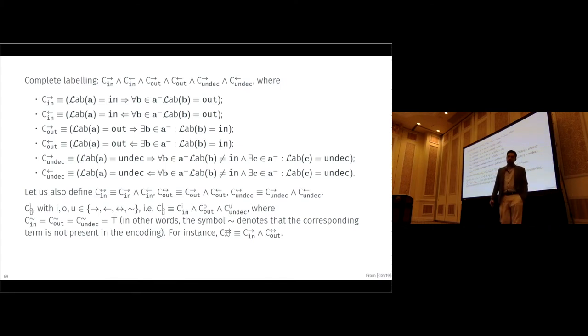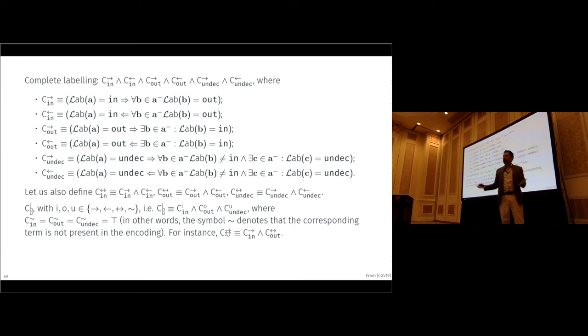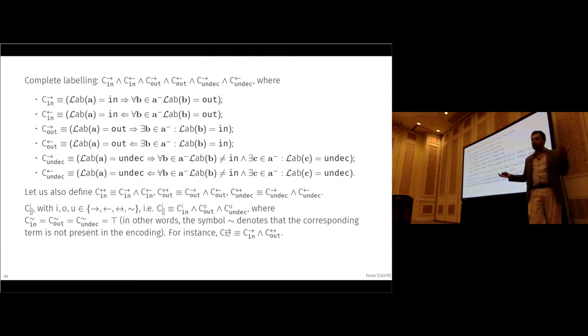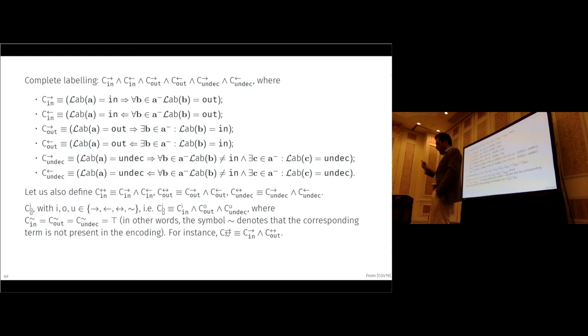Why this? Because, knowing that the labeling must also be a total function, we can have different ways of encoding these labelings. All of them are logically equivalent, because given the fact that we also know that it is a total function, if you are using, for instance, only C in right, C out right, and C undecided right, with the total function, it will give us the exact result. And this is something that Martin already analyzed in his paper with Dov Gabbay, if I remember correctly.